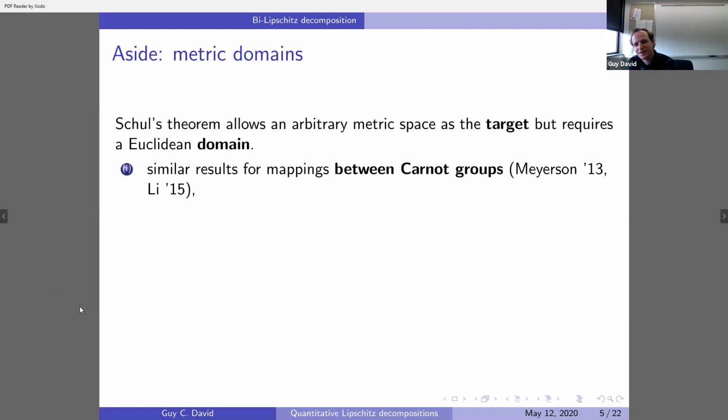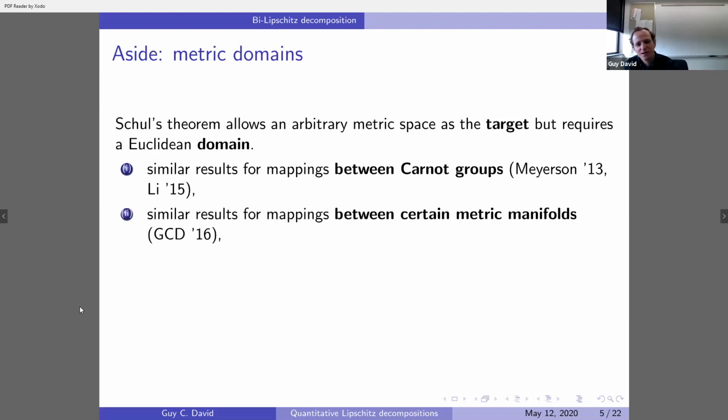There are interesting questions, I mean, results and questions about what happens for mappings between more general metric spaces, where the domain is a more general metric space. So if you know about Carnot groups, this is a kind of well-studied class of metric spaces that kind of are generalizations of Euclidean space. And there are results like this for mappings between Carnot groups, some positive results like this. There are also some positive results in a kind of even more general setting for mappings between certain topological manifolds with certain properties.